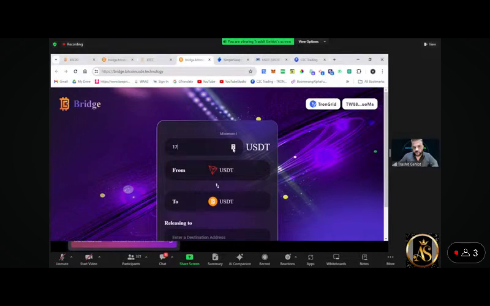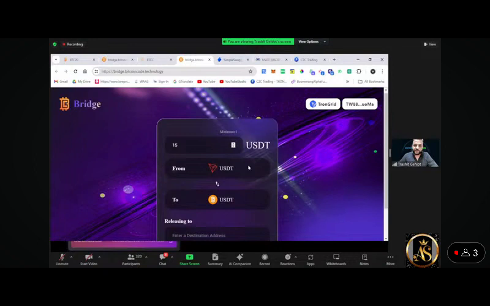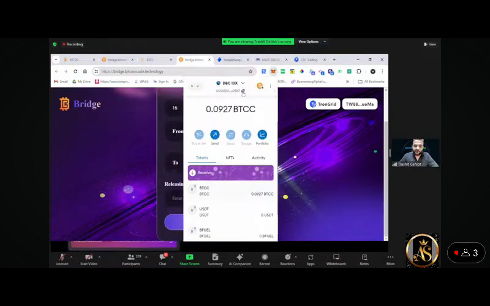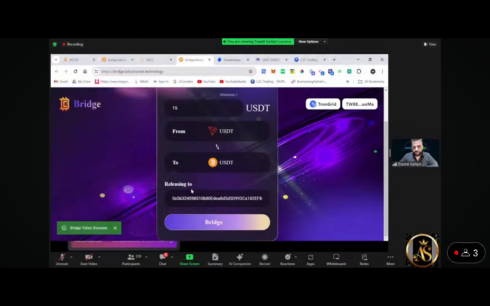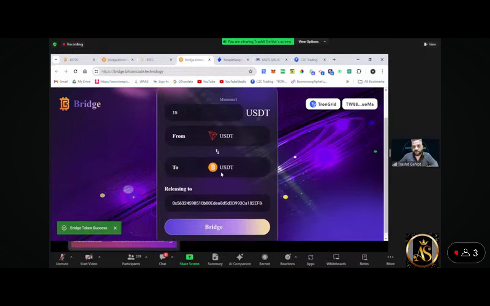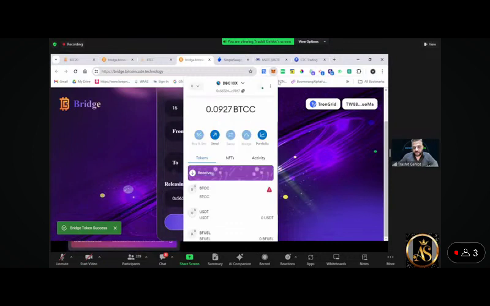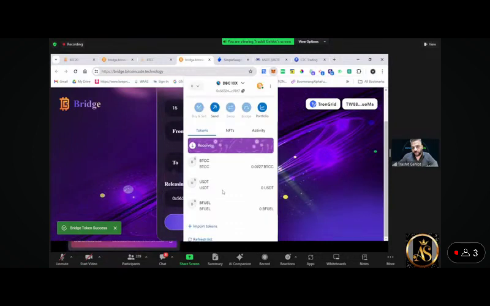So we will transfer the 15 USDT that are available, and we have connected the Tron wallet. We need to put in the destination wallet as well, which is the MetaMask wallet. As you can see, there are 0 USDT over here, and let me put the destination wallet. So the bridge token is successful over here. We will wait for some time and see if the transaction is successful.